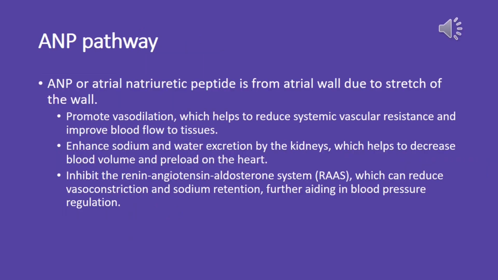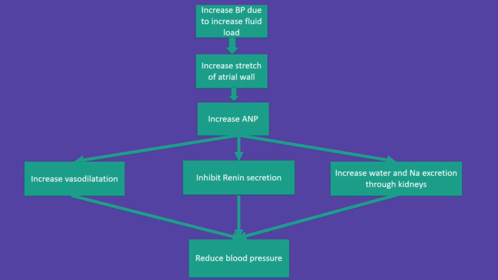ANP pathway. ANP, or Atrial Natriuretic Peptide, is released from the atrial wall due to stretch of the wall. It promotes vasodilation, which helps to reduce systemic vascular resistance and improve blood flow to tissues. It enhances sodium and water excretion by the kidneys, which helps to decrease blood volume and preload on the heart. It inhibits the Renin-Angiotensin-Aldosterone System, which can reduce vasoconstriction and sodium retention, further aiding in blood pressure regulation. Atrial Natriuretic Peptide, ANP, plays a vital role in regulating blood pressure through its multifaceted functions.